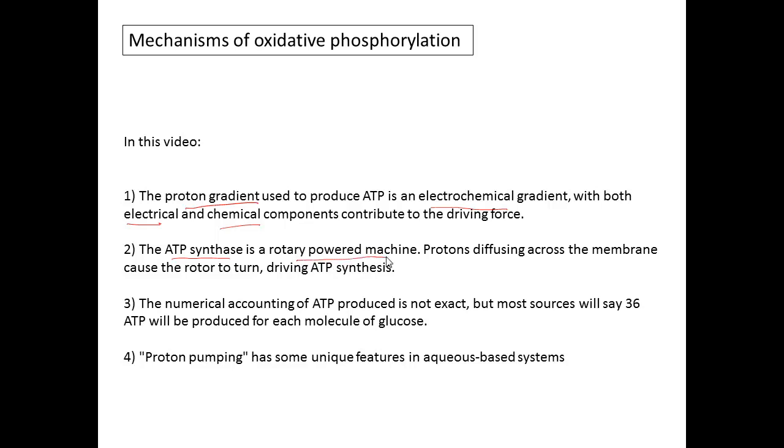a rotary powered machine, and rotary motion is a fairly rare phenomenon inside biology. We'll look at the numerical accounting of ATP produced, and we'll show that different sources report different numbers. There's a consensus of approximately 36 ATP produced for each molecule of glucose metabolized. However, we'll accept anywhere between 30 and 40 ATP for a molecule of glucose. And lastly, we'll look at proton pumping in aqueous-based systems. There are some unique features of pumping protons that are not valid for any other ion like calcium, potassium, or sodium.